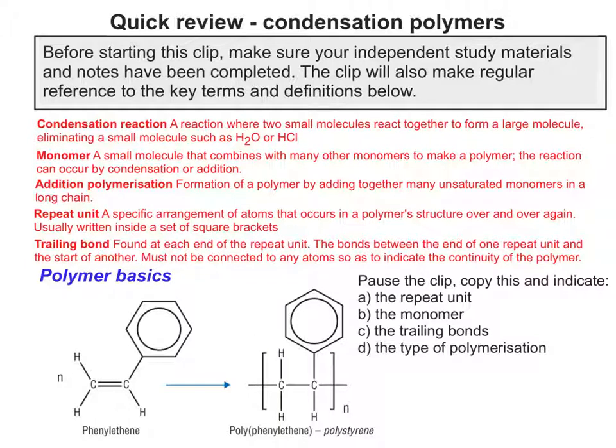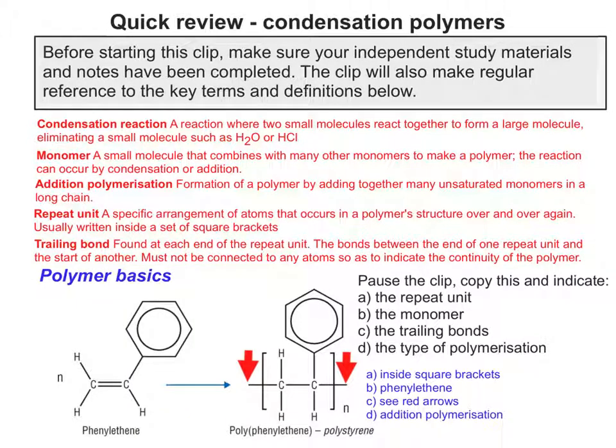So it's time for a little exercise to get your thinking moving. What you need to do is copy this out and indicate by labelling your diagram the repeat unit, the monomer, the trailing bonds, and the type of polymerisation. So hopefully that wasn't too hard, just to get you started.